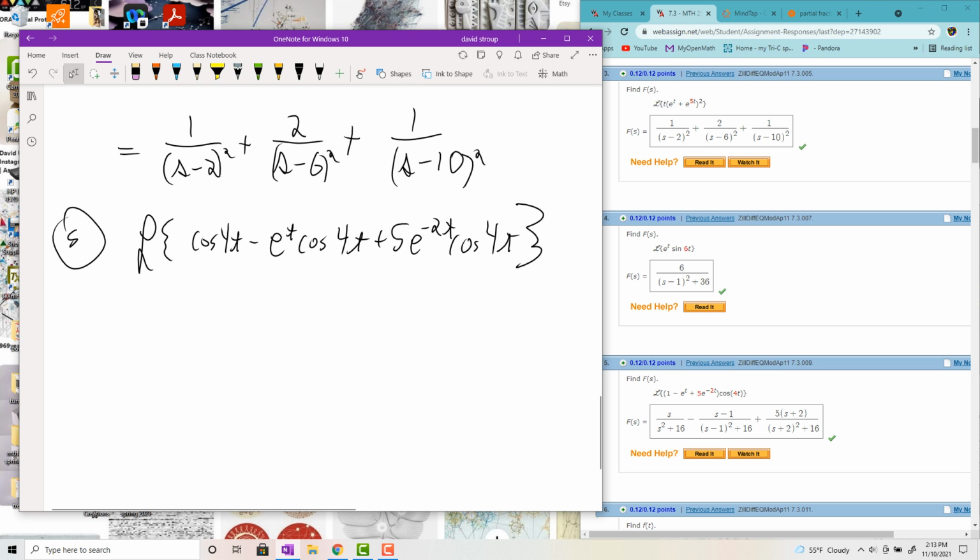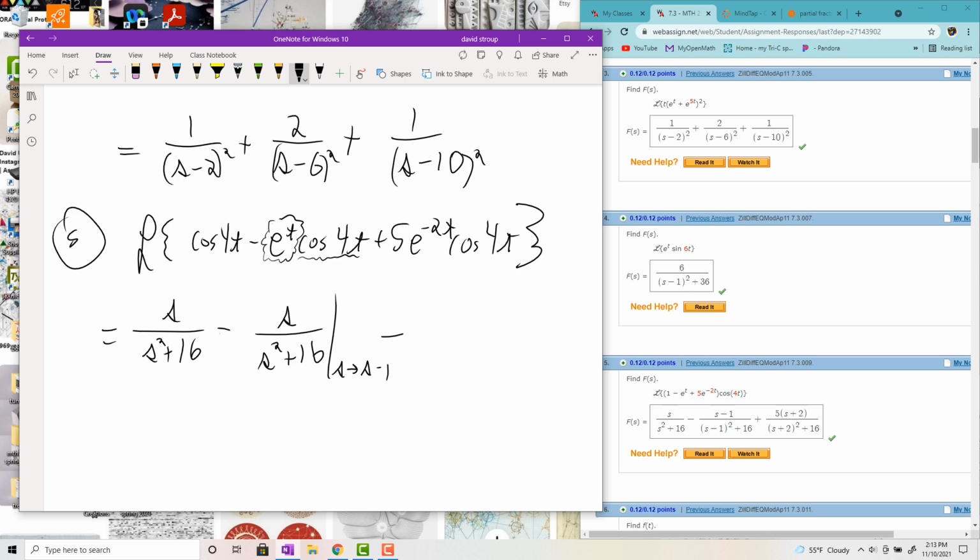And what do we get? So I have Laplace of cosine of 4t, that's s all over s squared plus 16, minus, and this part is going to give you a shift of s minus 1. So let's get the Laplace of this portion. It'll be s all over s squared plus 16. Then I have to do the shift. And then plus 5 times the s all over s squared plus 16 with a shift of s to s minus negative 2, so s plus 2.